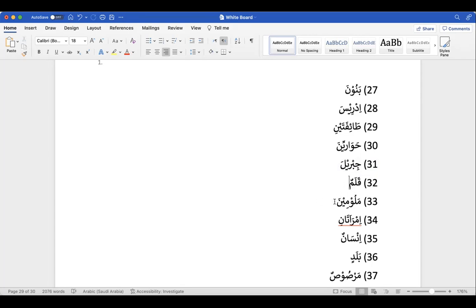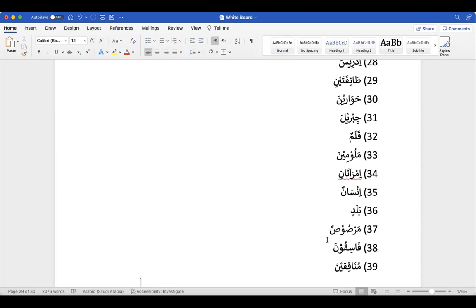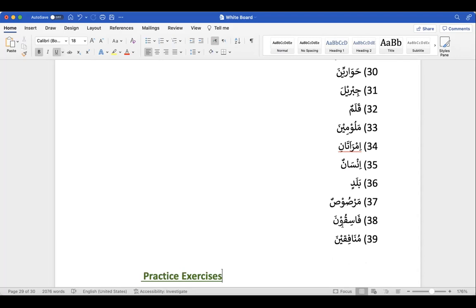Now qalamun, that's fully flexible. Malumina, the ina sound, fully flexible. Imratani, the ani sound, fully flexible. All right. Insanun, again fully flexible because it's ending with tanween. Baladin, ending with tanween, it is fully flexible. Marsusun, ending with tanween, fully flexible. Fasikuna, again una sound. Munafikina, ina sound.